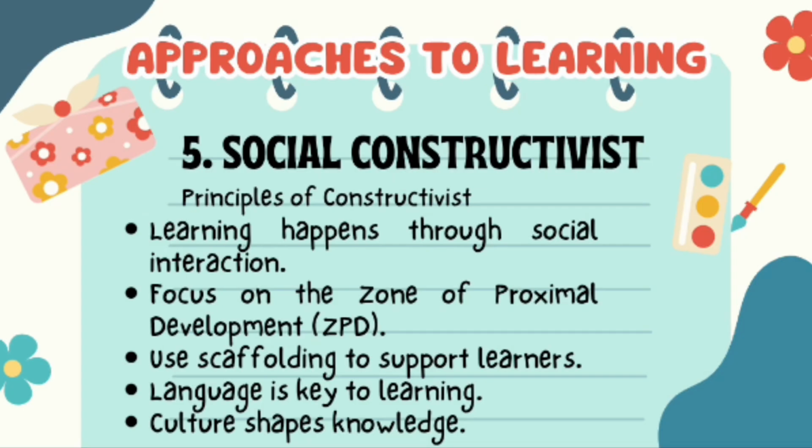Next is language is key to learning because it helps us express ideas and understand others. Lastly, culture shapes knowledge. This means our background, experiences, and environment affect how we learn and make sense of things. So overall, the social constructivist approach highlights that learning is not an individual process but something we build together through interaction, language, and culture. So next is connectionism.